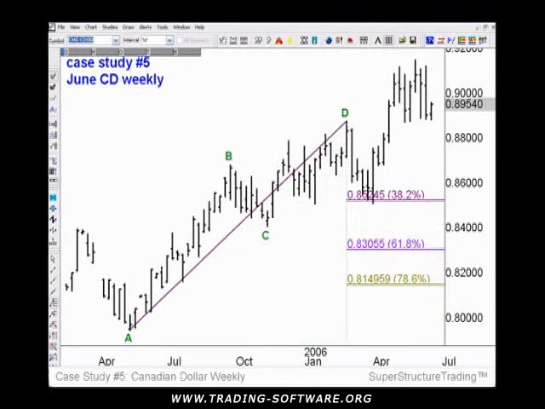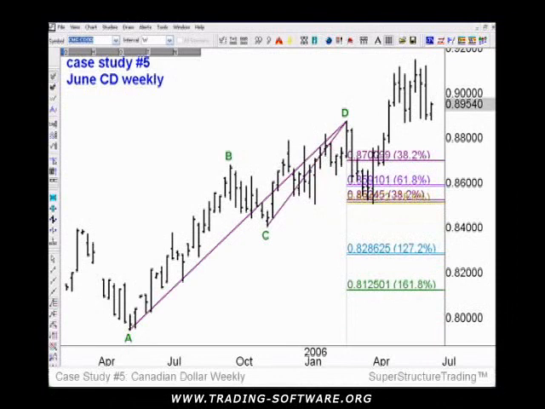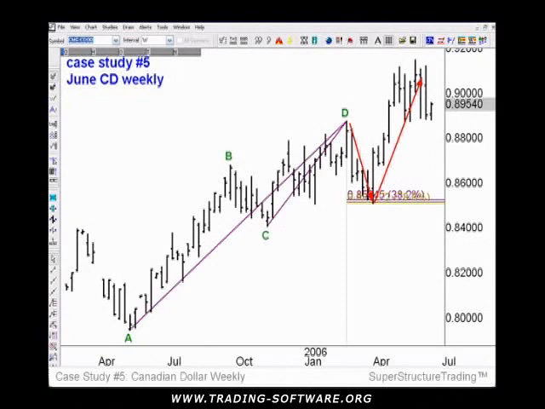So here is the 38% of AD and 78% of CD. This time price does drop and gets you filled. So that really would be a very, very good place to buy, not only because the Fibonacci ratios are close to each other, but you're coming off of a higher high.